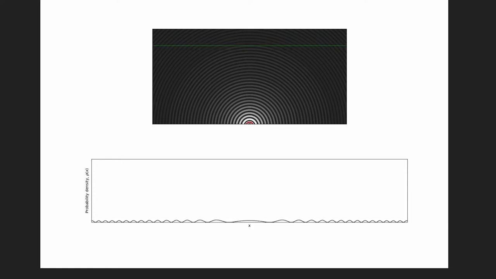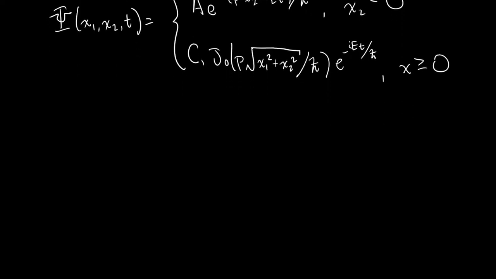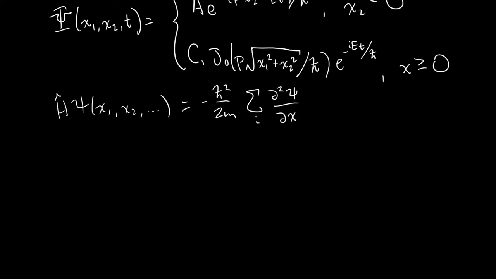So this begs the question: is this telling us anything new beyond classical mechanics? Classically, if we just shot a particle through the hole, we'd expect to see it hit the middle of the screen on the other side. And we can actually see that it does tell us something different, by first realizing that our Hamiltonian, H hat, acting in position space on functions of x1, x2, is minus ħ² over 2m, sum over i of ∂²ψ/∂x_i².